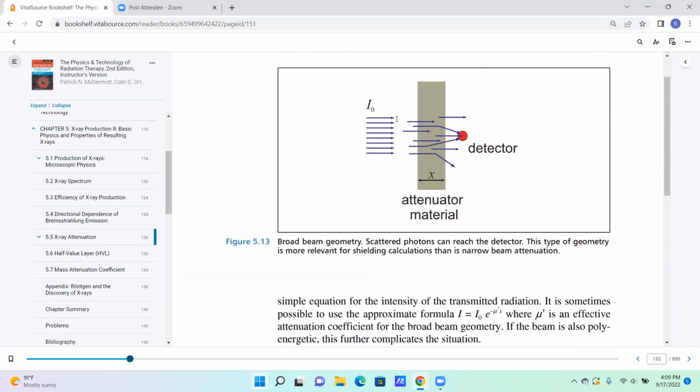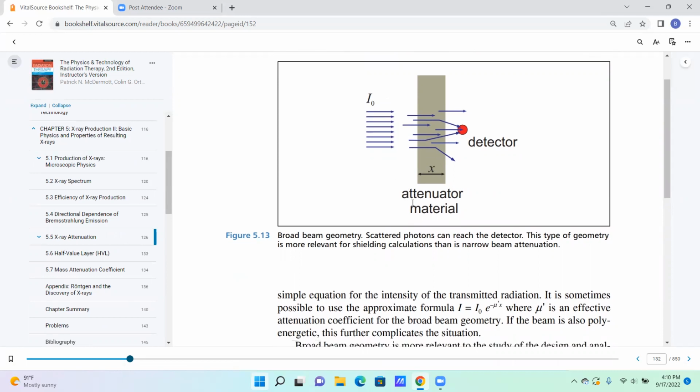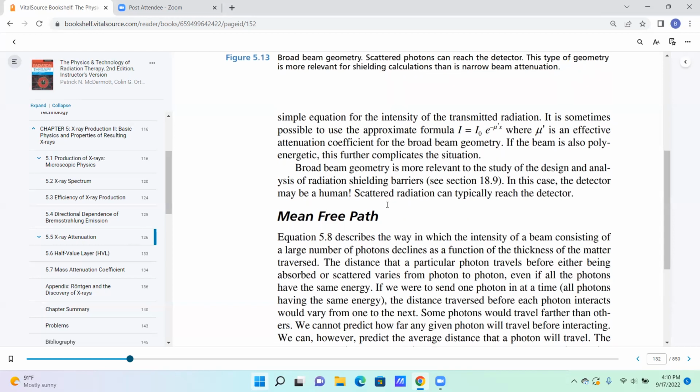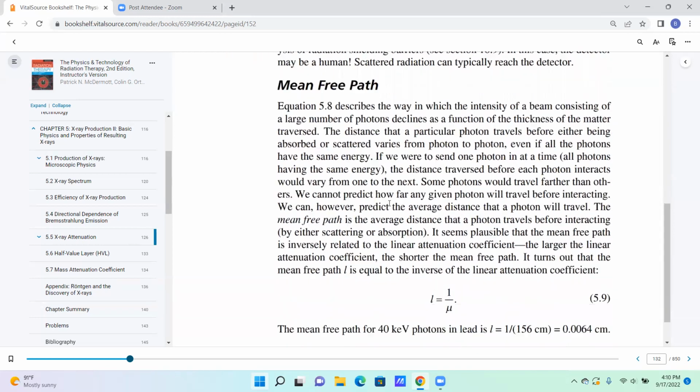And you can see here broad beam geometry. In other words, the size of the detector pales in comparison to the height of the intensity of the beam coming through. Sometimes it's possible to use an approximation formula in order to do it for broad beam geometry. If it's polyenergetic, then you end up with even more problems.